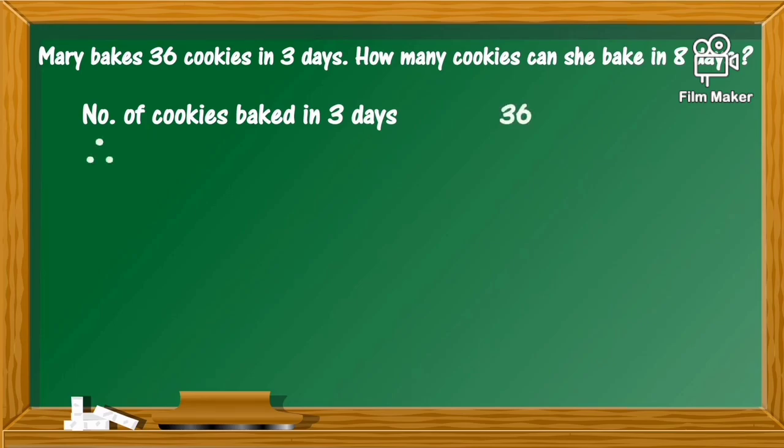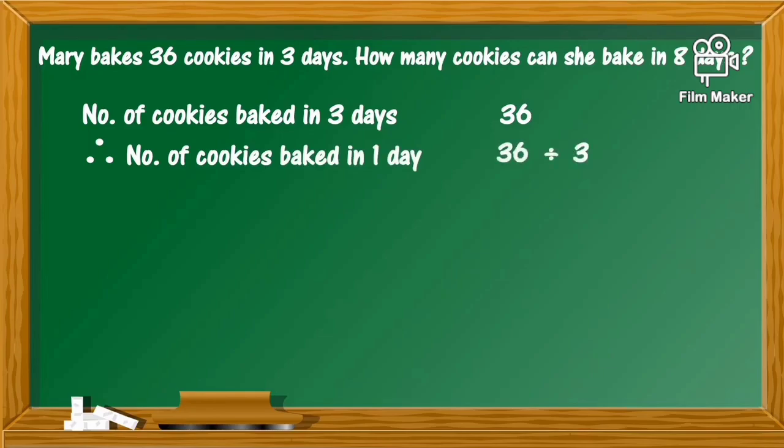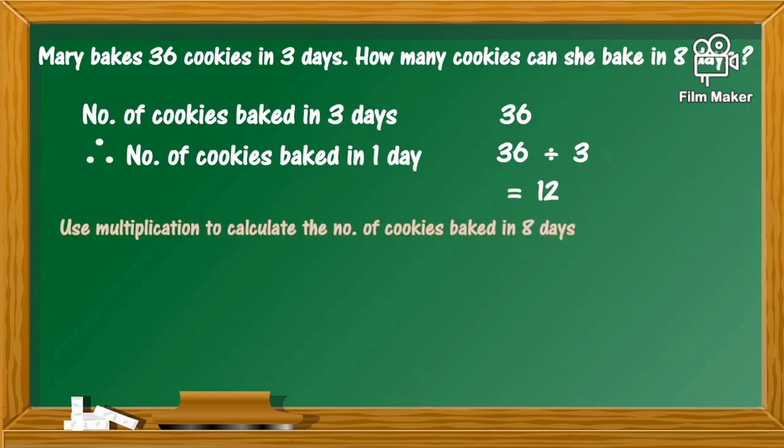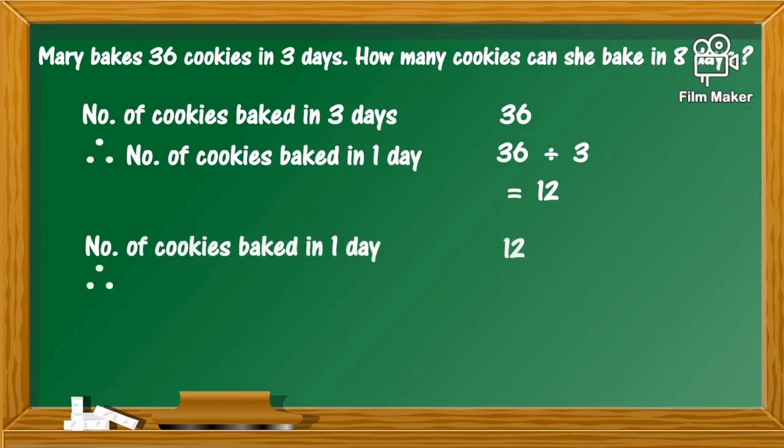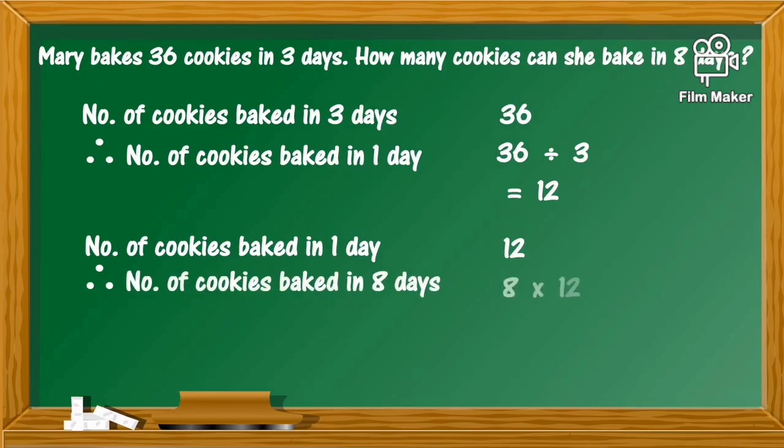Number of cookies baked in 3 days is 36. Therefore, the number of cookies baked in 1 day is 36 divided by 3, equal to 12 cookies. After that, use multiplication to calculate the number of cookies baked in 8 days. You know that the number of cookies baked in 1 day is 12. Therefore, the number of cookies baked in 8 days is 8 into 12, which is equal to 96.